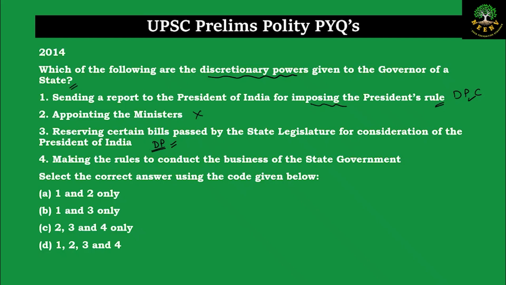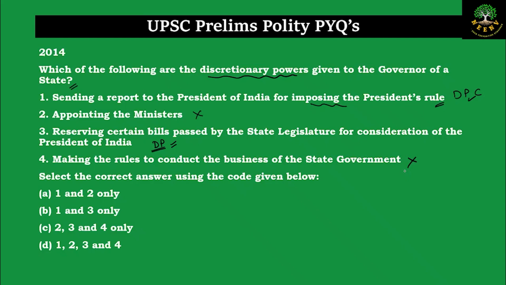Statement number 4. Making the rules to conduct the business of the state government. In this case, when it comes to the rules of managing the state government, the governor is mandated. He is obligated again. The word used is shall. So the governor shall make rules for the conduct of the business of the state. So again here, because the word shall is mentioned, it is an obligation. The governor doesn't get any discretionary power here. So this will also be incorrect.